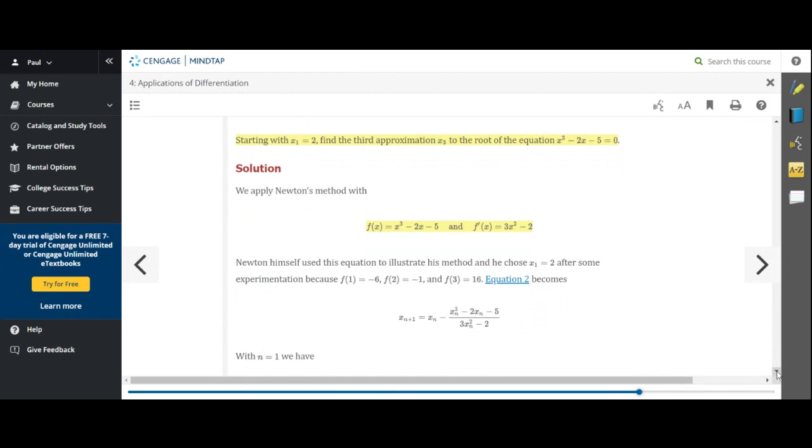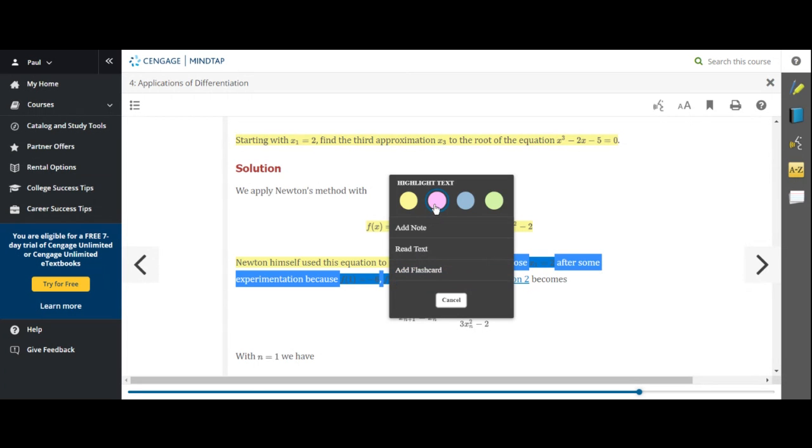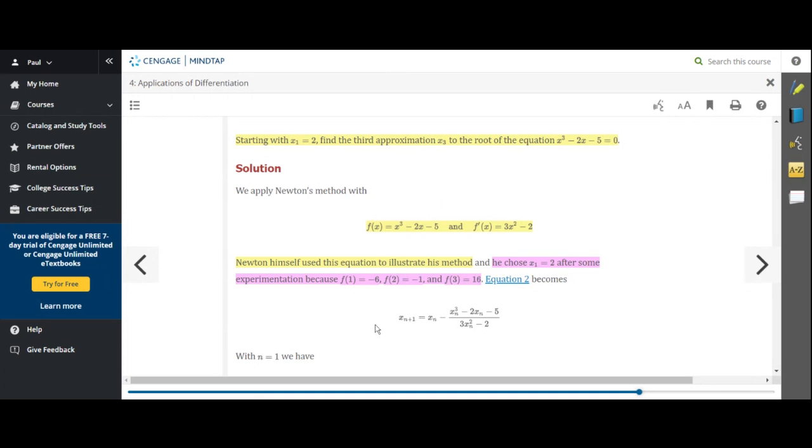So now we're going to use Newton's method, and it says here Newton himself actually used this equation to illustrate his method. And he chose x1 equals 2 after some experimentation. Now, I can show you why he chose x1 equals 2. It's pretty clear here. The function crosses the x-axis, and where the function crosses the x-axis is a root.